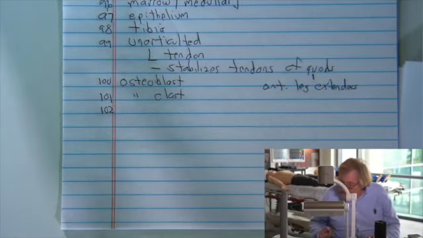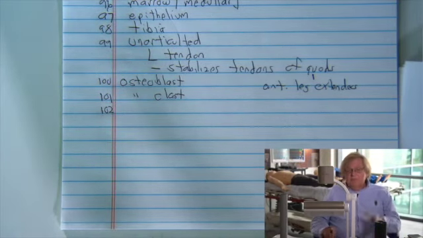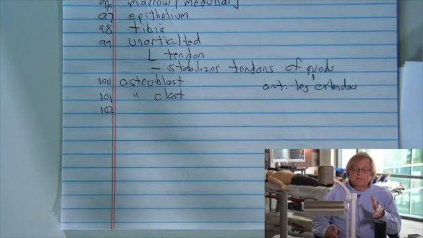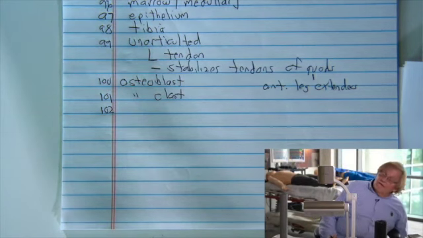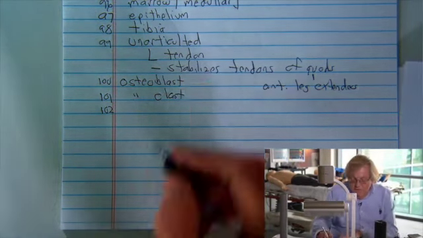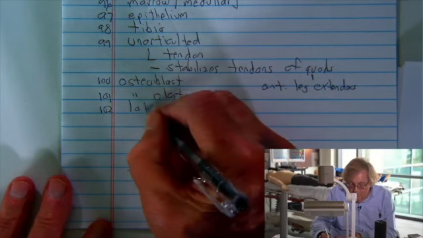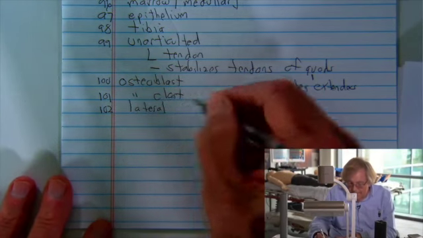102 says lateral ankle bump. When you think of your lateral ankle bump, it's that bump when you feel down on the side of your ankle. So that's called a lateral malleolus.